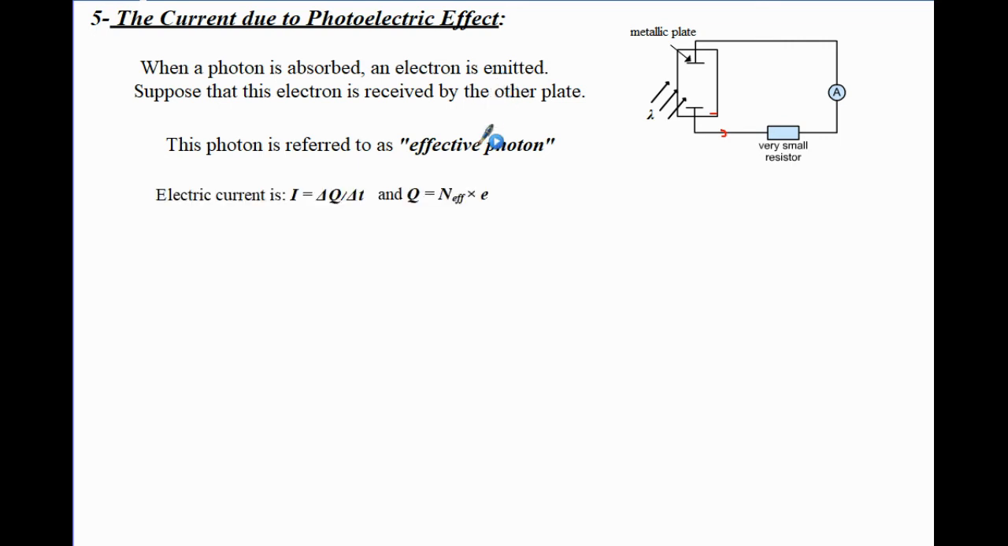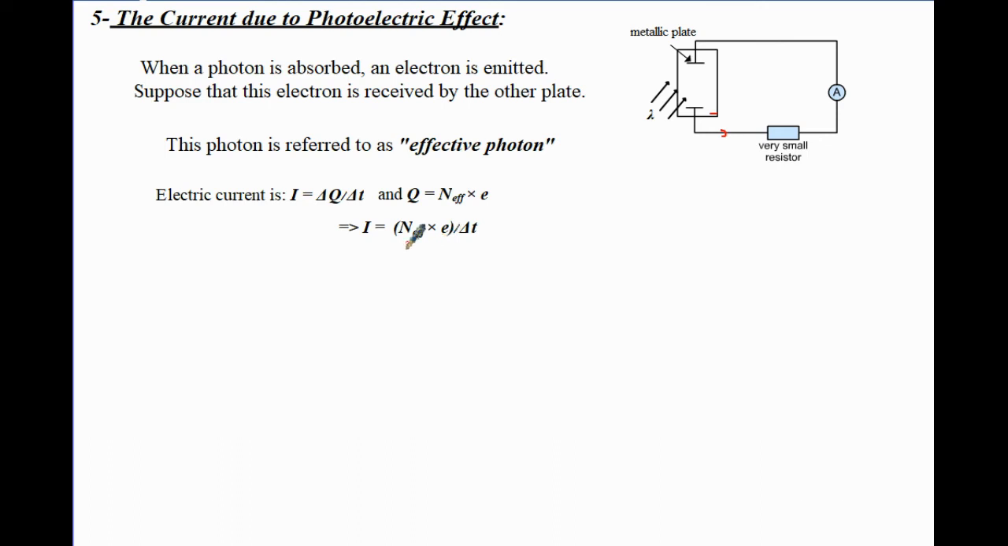Now, going to the calculation of current, I is Q over T, and you know that Q equals the number of electrons multiplied by the electric charge unit, number of electrons times e. I have written here N effective, because don't forget that each effective photon liberates or extracts 1 electron. Therefore, the number of effective photons can be detected from the number of electrons reached by the other plate, and that can be calculated or studied using the current. So now you have a full cycle of studying. Current I thus becomes the number of electrons, or the number of effective photons, multiplied by the electric charge unit, divided by delta T.